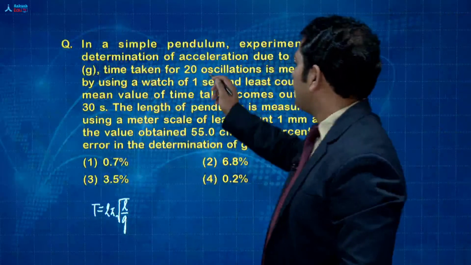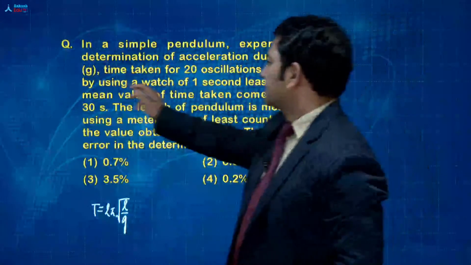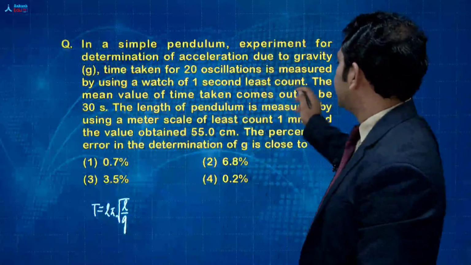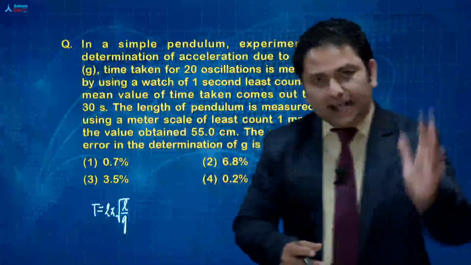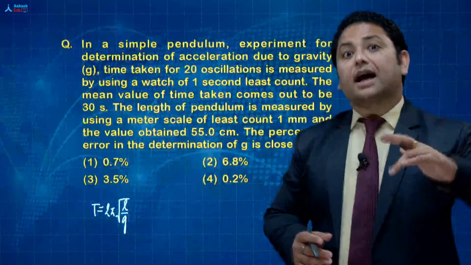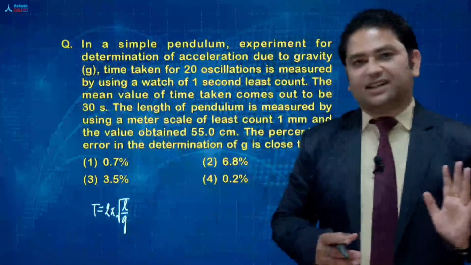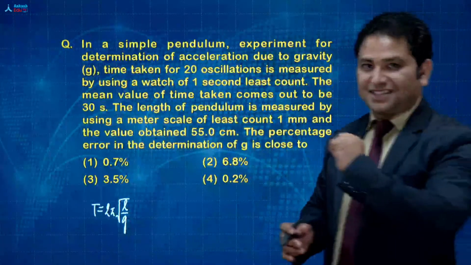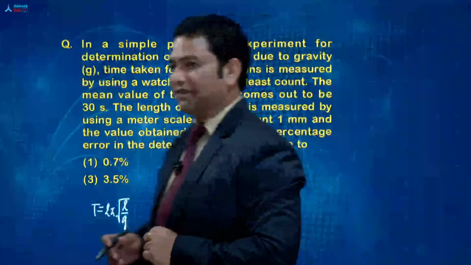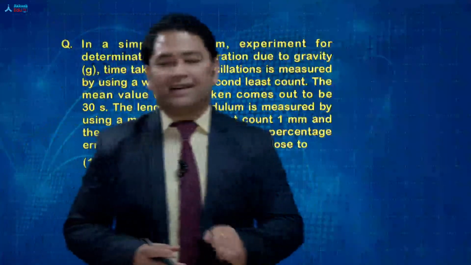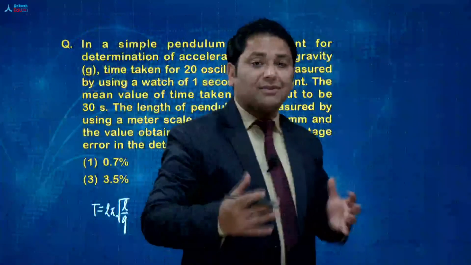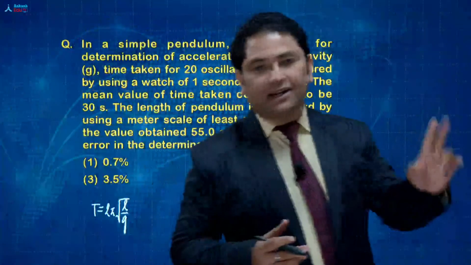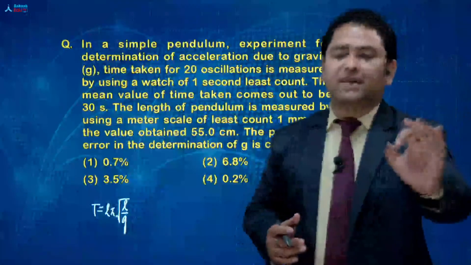Time taken for 20 oscillations is measured by using a watch of 1 second least count. सबसे पहली बात, टाइम एक चीज है, टाइम पीरियड अलग चीज है. Now what is this? I'll just give you with the help of an example. मान लेते there is a second pendulum, यानी जिसका एक चक्कर का जो टाइम कितना होगा 2 seconds. So that 2 seconds is the time period.